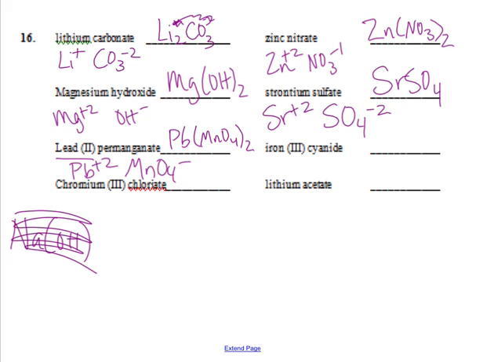All right, iron(III) cyanide. Iron, they're telling us, is a +3. Cyanide is CN -1. So we're going to do Fe(CN)3.